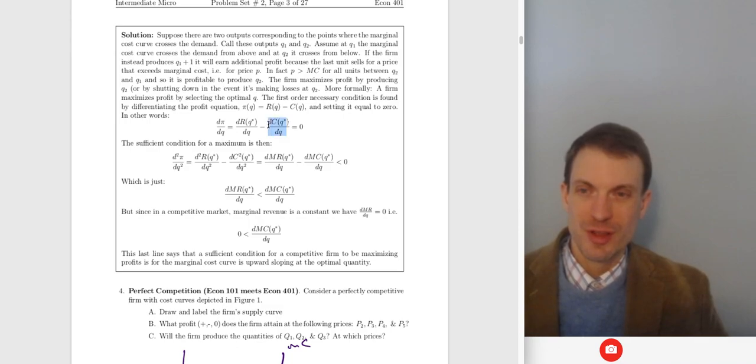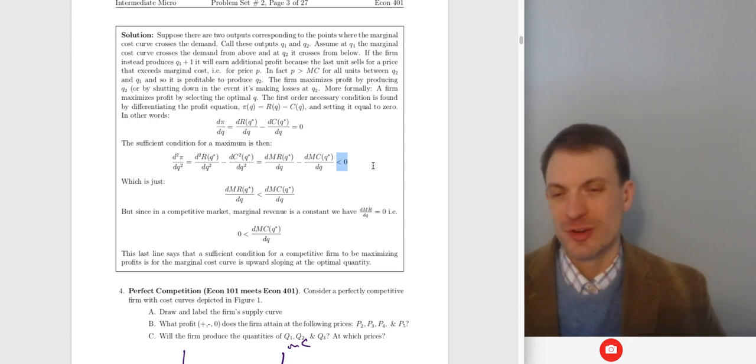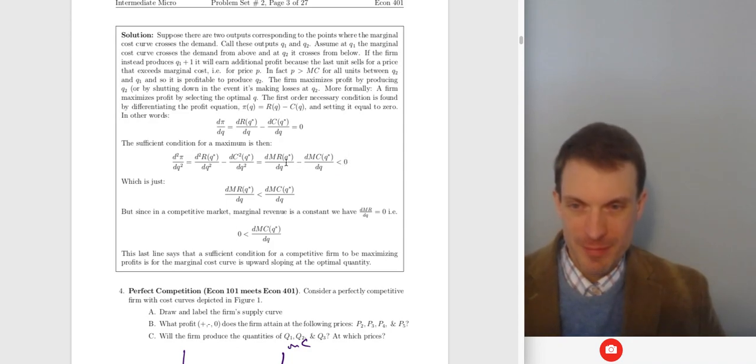Similarly over here, dC/dQ is marginal cost. So when I take the second derivative of cost, why don't I just think of that as the first derivative of marginal cost, which is another way to refer to the second derivative of the cost function. So brilliant, right? Yeah, it is. So all right, we have our derivative of marginal revenue minus the derivative of marginal cost is less than 0. This is our sufficient condition for a maximum.